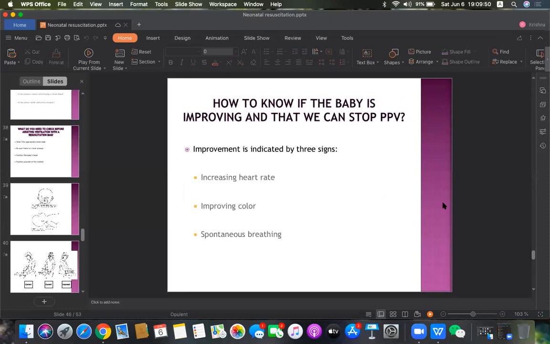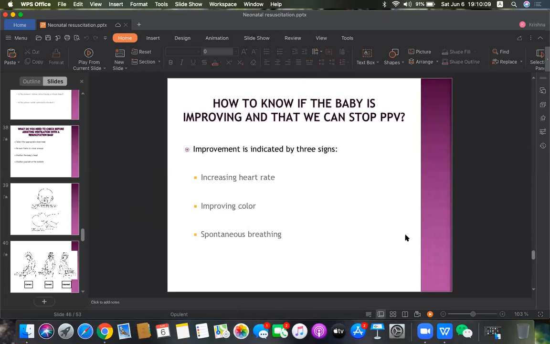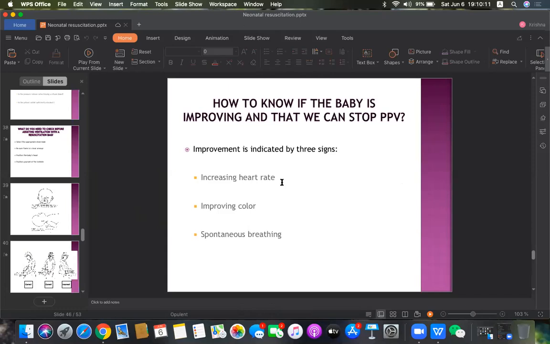Okay. Now, how do you know the baby is improving? Just now I talked about this, so this is a bit of revision for you. Improvement is indicated by 3 important signs, and they are increasing heart rate.